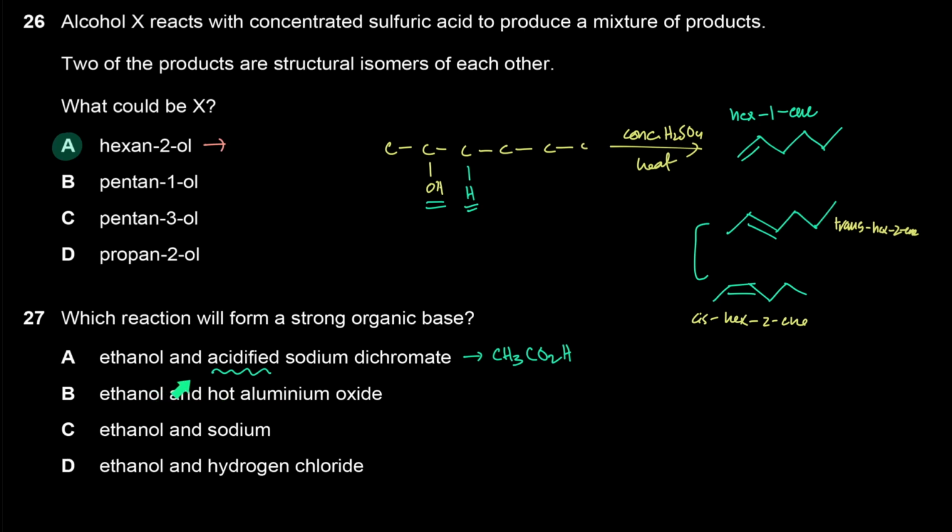What about ethanol and aluminum oxide? Here we're making an alkene. We just saw that reaction, alcohols with aluminum oxide. Here we're making ethene, so that's not it.